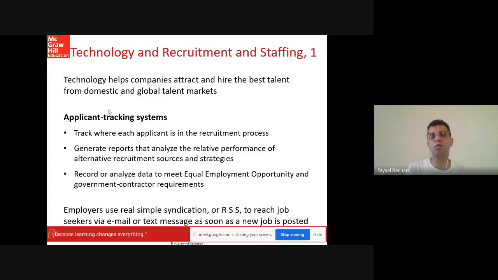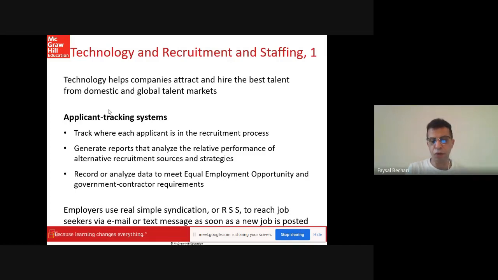So they look at what if we use our site to recruit, or use an outsider to recruit, and whether we do contract-based recruitment, full-time or part-time, whatever. It also records and analyzes data to meet equal employment opportunity and government contractor requirements. There are some requirements by the government that you need to implement. For example, in Canada, if you want to have contracts with the government, you need a certain percentage of employees who are visible minorities.